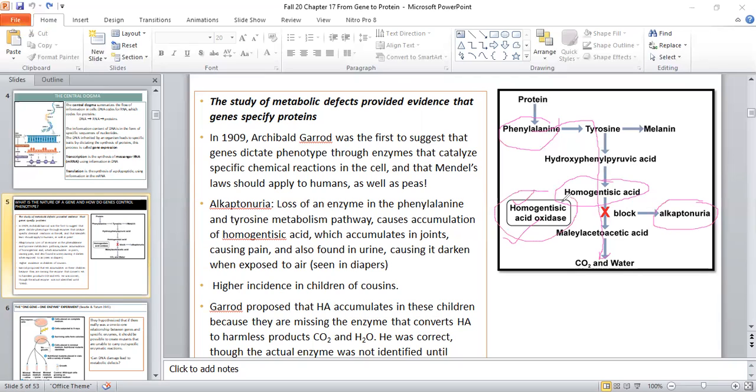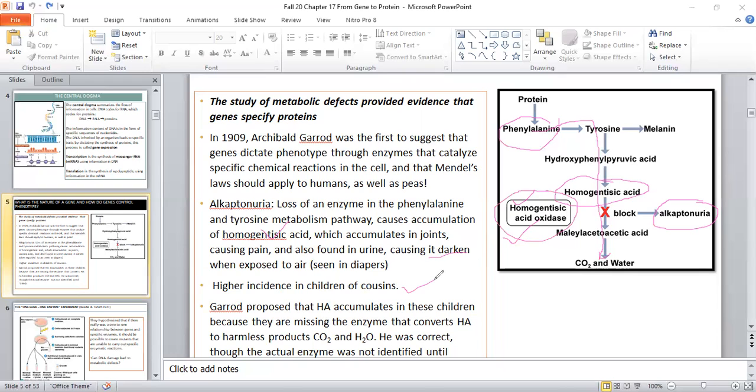They are saying that in alkaptonuria there is loss of an enzyme in the phenylalanine-tyrosine metabolism pathway, causing accumulation of HA, homogentisic acid, which accumulates in joints, causing pain, and is found in urine. So a person suffering from this gets darker, black-colored urine. It happens in children; in childhood it is more prominent.